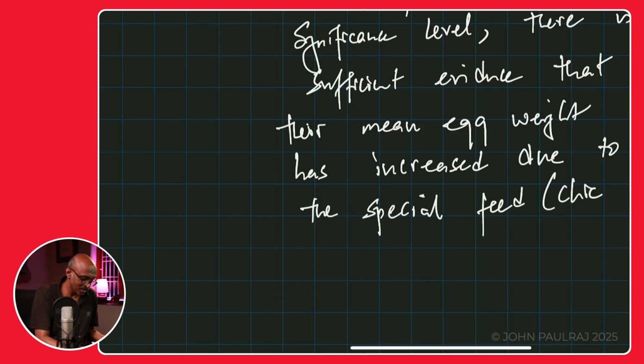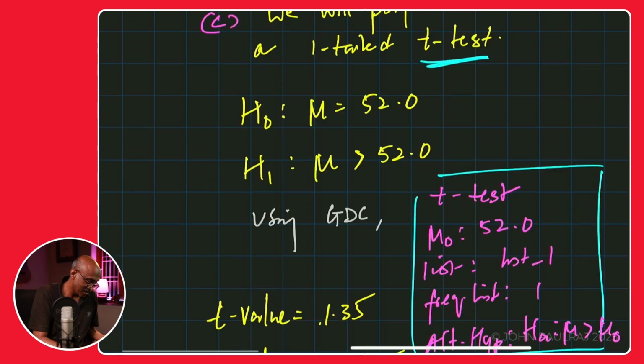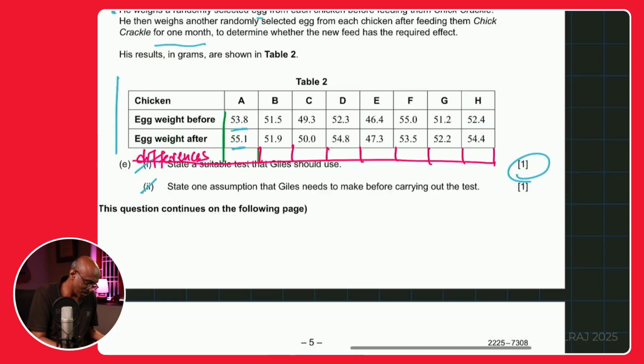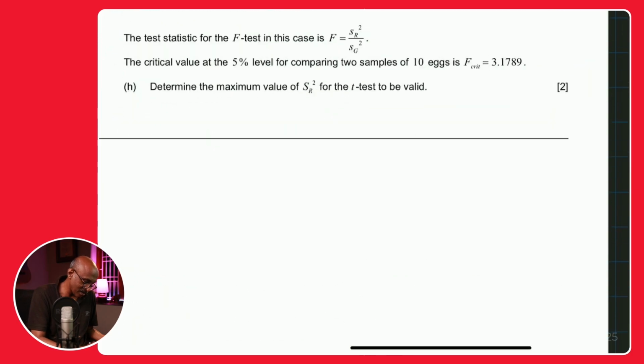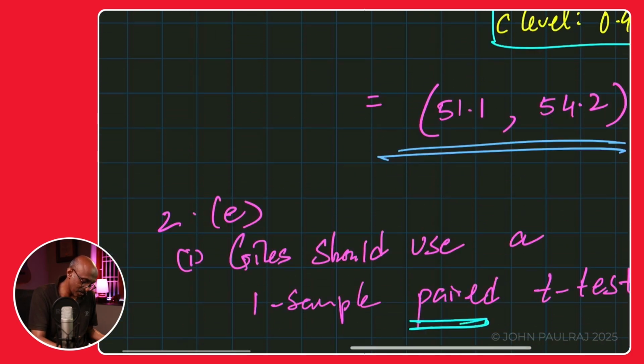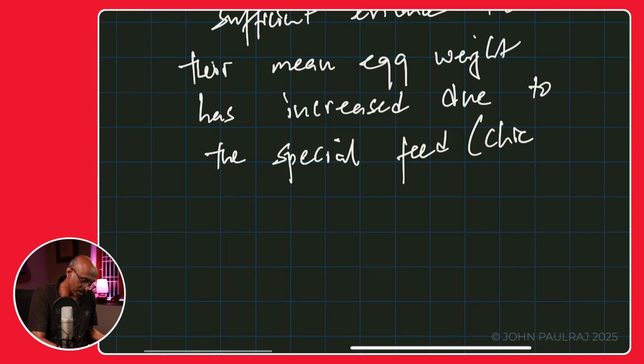Chick something, right? Give me a second. Always answer to the context. So this back and forth, feeding is chicken. Chick crackle. Let's just write that thing down. Chick cracker.